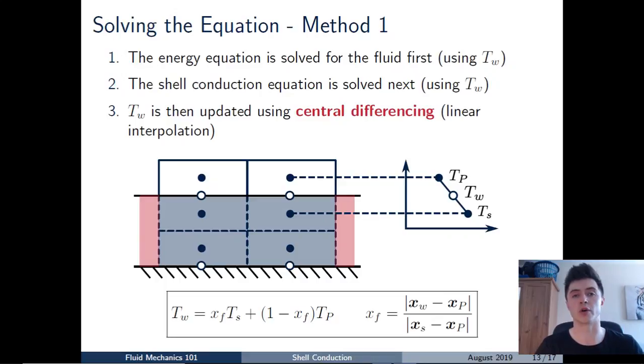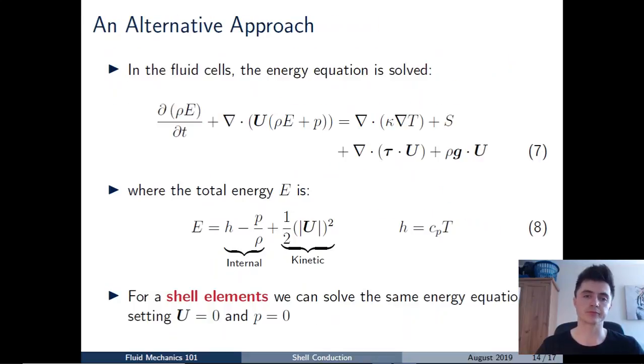Noting of course that we are in three-dimensional space, and so the linear interpolation has to use the vector coordinates and the vector distances between the two centroids. So that's the first method we could use, a sequential approach, solving for the fluid, then the shell conduction equations, and then updating the wall temperature there using central differencing. What is another approach we could use?